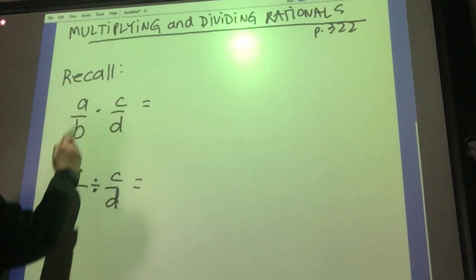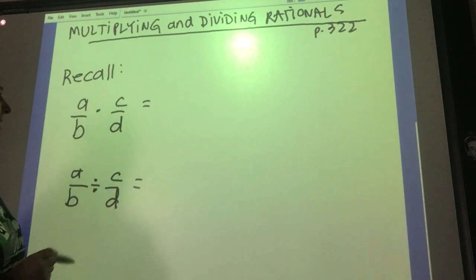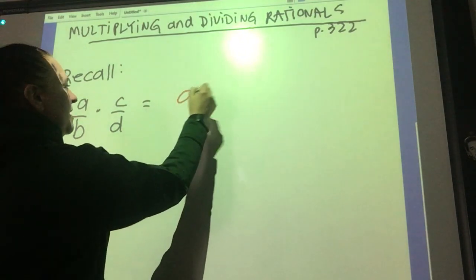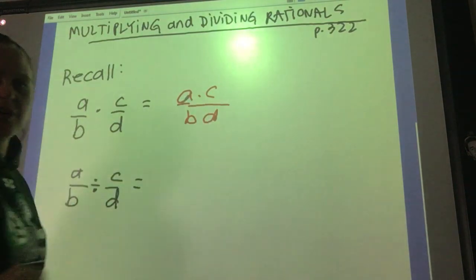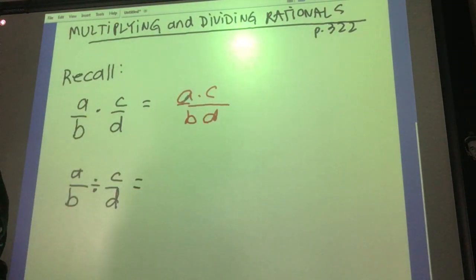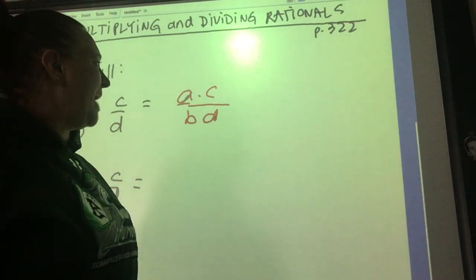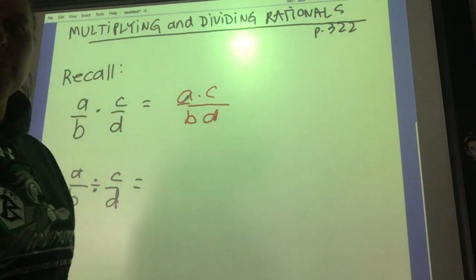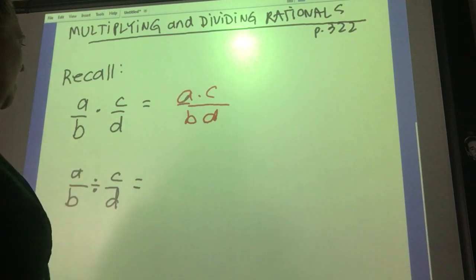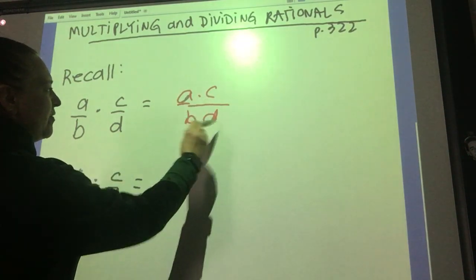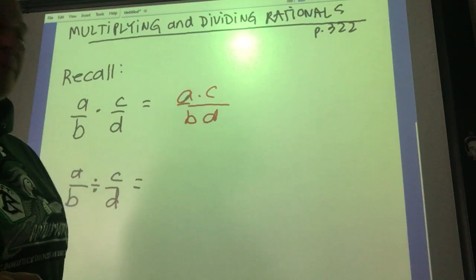If we have A over B times C over D, the rule is you multiply across the numerator and denominator. So it'd be AC over BD. We did have those on mental math, and I know that some of you were still struggling with multiplying fractions then, so you've had a few months to get that sorted out. So multiplication is easy. You multiply across for both the numerator and denominator.